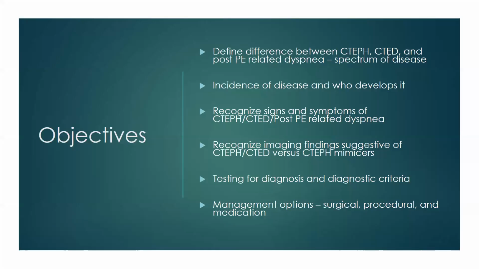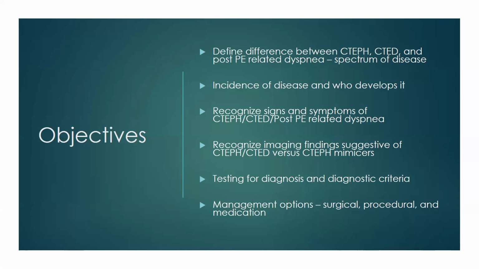So as we go through the talk, these are my objectives. I want to define the difference between CTEPH, CTED, and post-PE related dyspnea, which all fall under that post-PE syndrome. So it encompasses all three things, and it's a spectrum of disease. I want to talk about incidence of disease and who we think develops it based on risk factors and associations. Look at signs and symptoms that are related to all three of these and how they differ and are alike. Look at imaging findings suggestive of CTEPH or CTED, and hemodynamics as well.